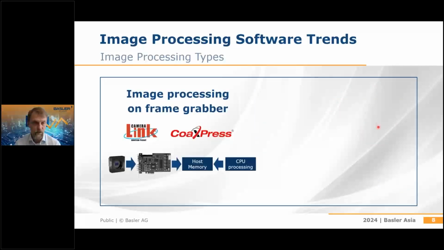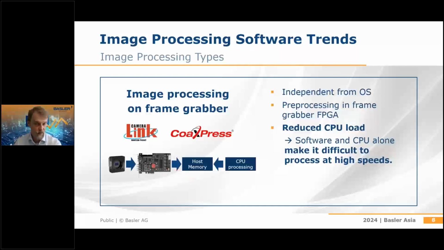So when we look into the normal data stream, the data is coming from a camera through a frame grabber, and the frame grabber, by using a DMA, transfers the received image data into the host memory. Then CPU and maybe GPU processing take over in order to extract from the images the information the application is asking for.